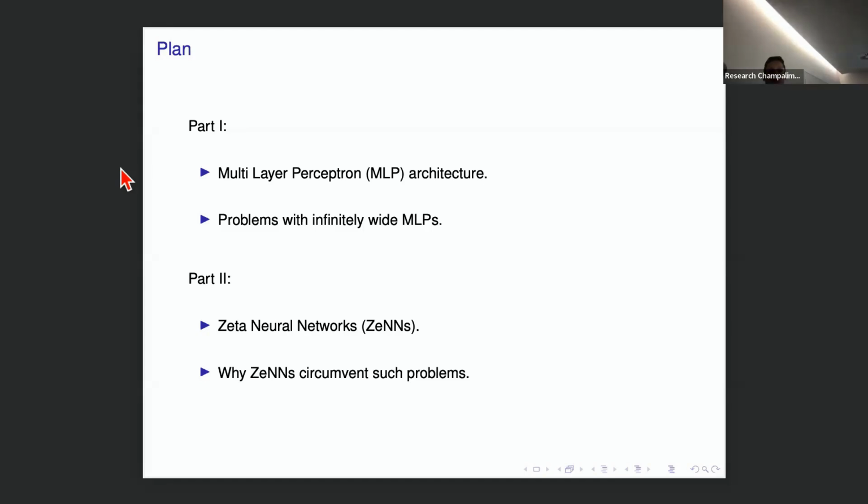So I'll present to you three theorems regarding three problems that we identify, and which have been identified previously. It's not just that we identify. And some experiments that give you an idea of how ZeNNs really work to solve some of these problems.